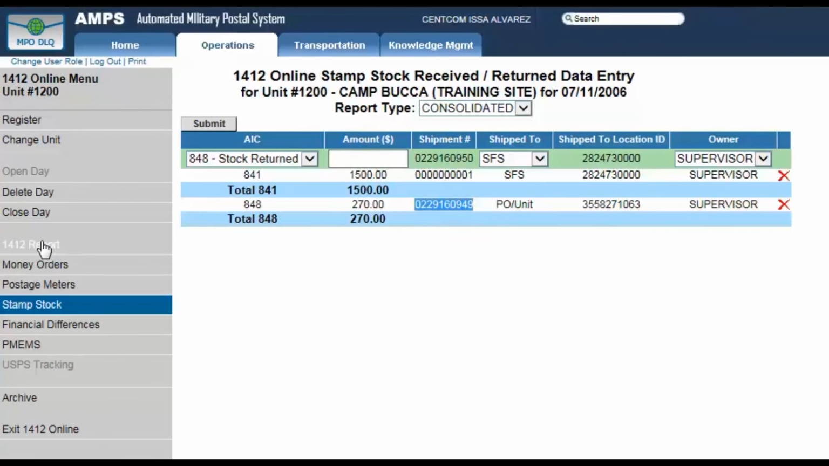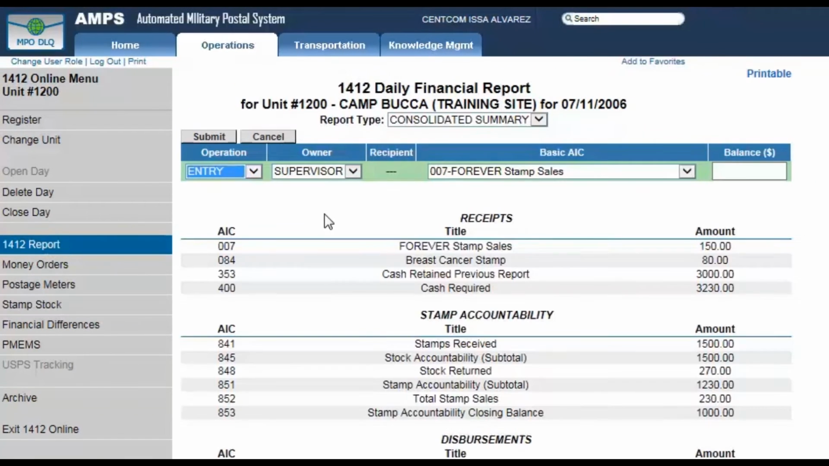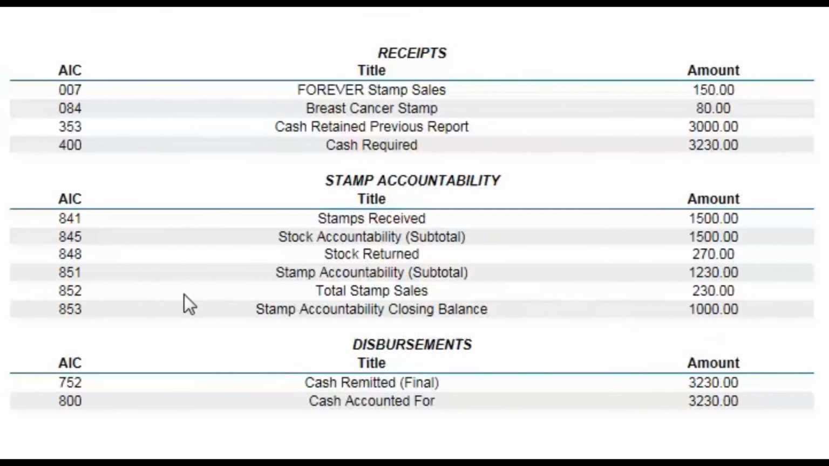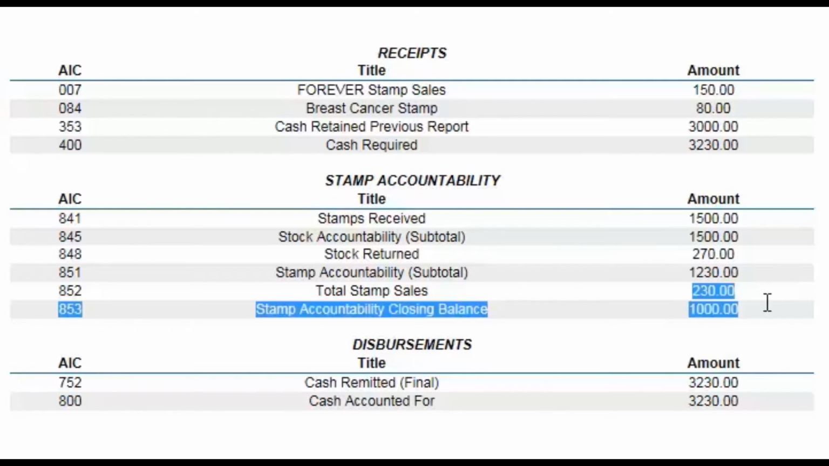Now we're going to go back to the 1412 report. As you can see, now we have the stock return AIC, the 848, identified, which means that now we have transfer of a total of $270 worth of stamps. However, we are still responsible for providing the funds for the $230 of stamps sold at the post office.